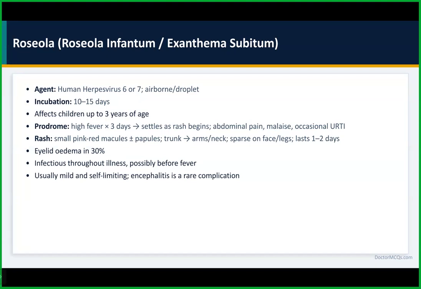Caused by herpes virus 6 and 7, it is also an airborne droplet disease. Incubation is 1 to 2 weeks, 10 to 15 days, basically up till 3 years of age. It can affect up till 3 years of age, with a high fever for at least 3 days, then the rash begins, with abdominal pain, malaise, and sometimes upper respiratory tract infections. The rash is small pink-red macules or papules on the trunk, then arms and neck, and sometimes on face and legs. So basically, it's mostly on the trunk and arms and legs, and just stays for 1 to 2 days.